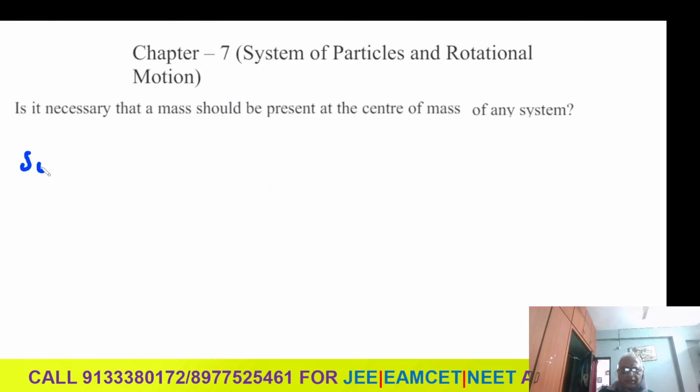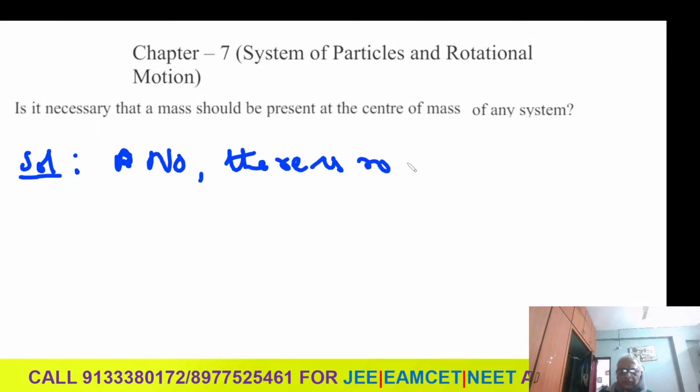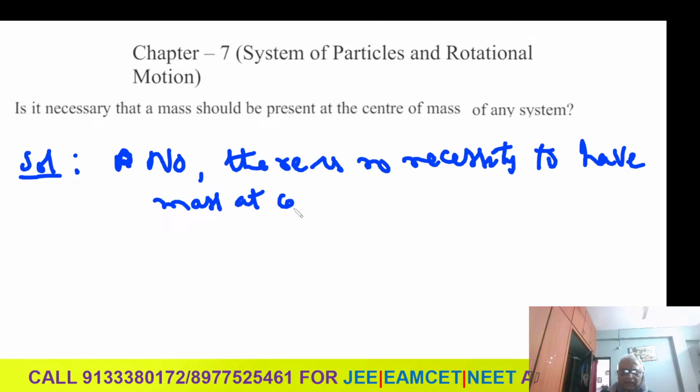Is it necessary that mass should be present at the center of mass? The answer is no. There is no necessity to have mass at the center of mass.